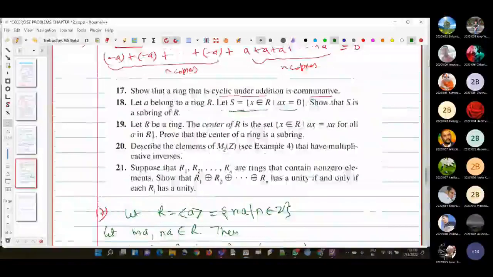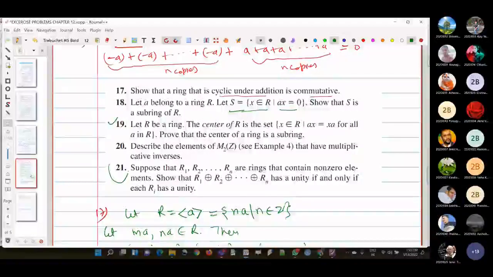And then let us see question number 19. The center, you can do it in a similar way. And describe the elements of M2(Z) that have a multiplicative inverse. Question number 21, you need not attempt, because we have not done the direct product until now. It is not part of this. This you can try. And question number 20.